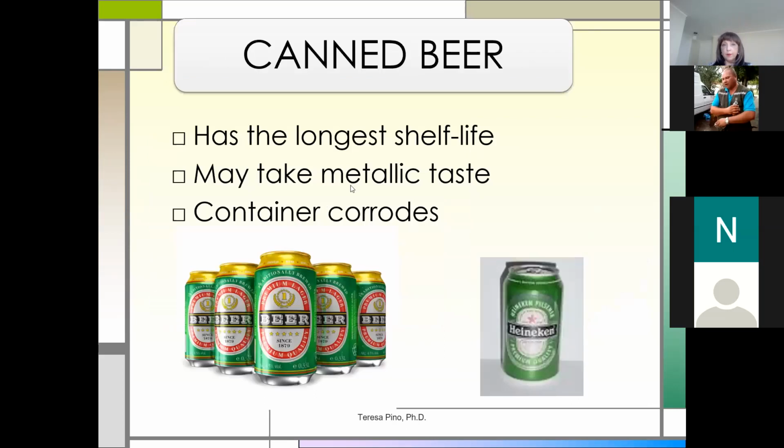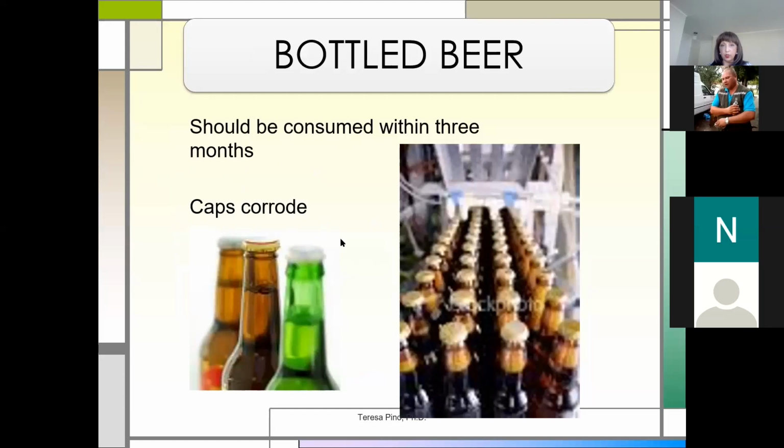Okay, here we have canned beer, advantages and disadvantages. It has the longest shelf life. That means that you can keep them there for months, right? It may take a metallic taste, and the container corrodes. And when the container corrodes, air goes inside the beer and disperses the flavor and the color.